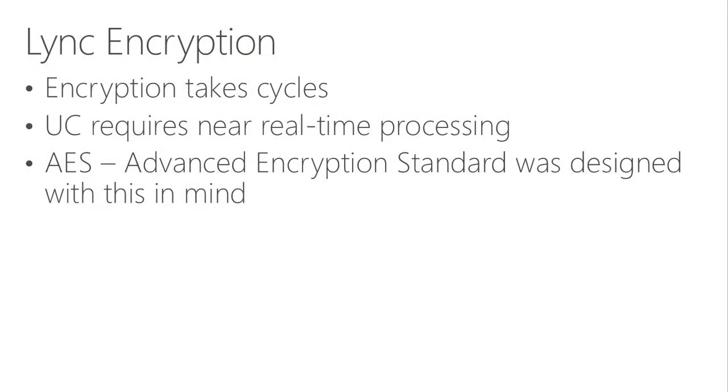Encryption takes cycles. As Mike alluded to previously about VPN overhead, Lync is AES 128, right? Skype is 256. Does anybody know why we picked 128 over 256 for corporate enterprise? It's the processing requirements. It's the overhead, right? There's a trade-off. The bigger the key, the more rounds, the more cycles, the more processing power.